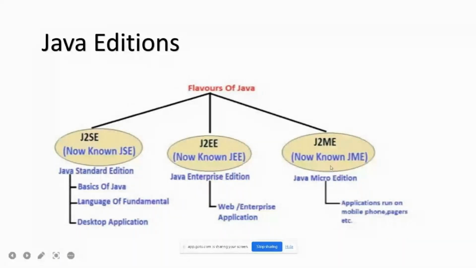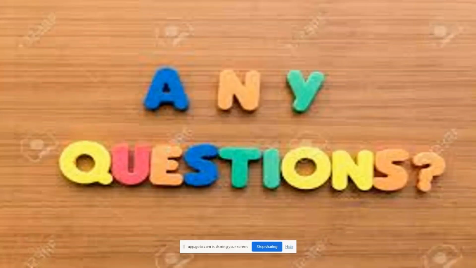And J2ME is for micro applications, where you run on mobile phones, like Android phones. Whatever I told you, Rapido or these things, whatever apps you see on your mobile, they can be developed with Java, and you call them micro applications or mobile-based applications. So we can learn more on this upcoming.